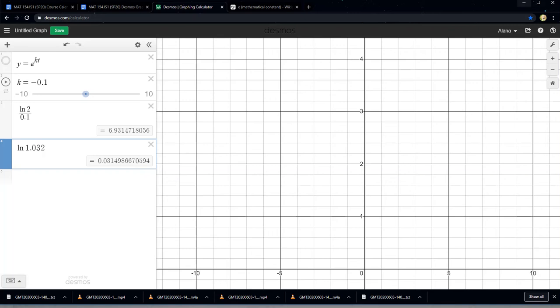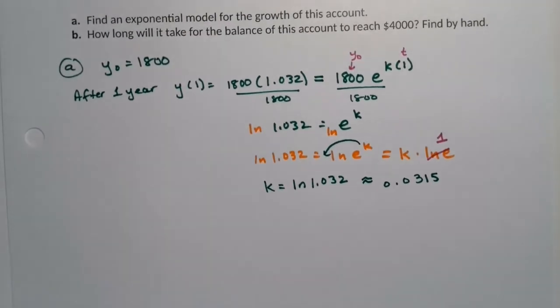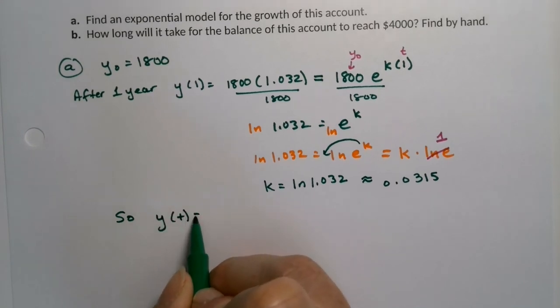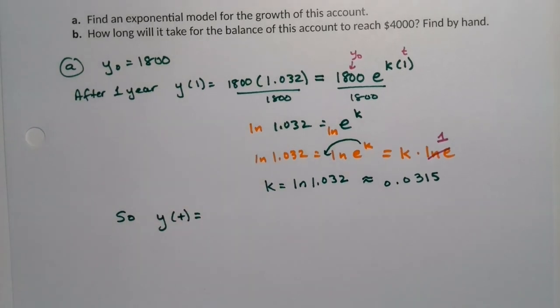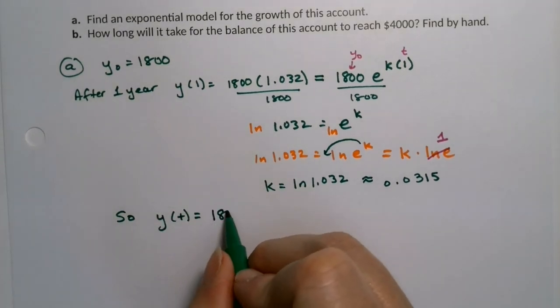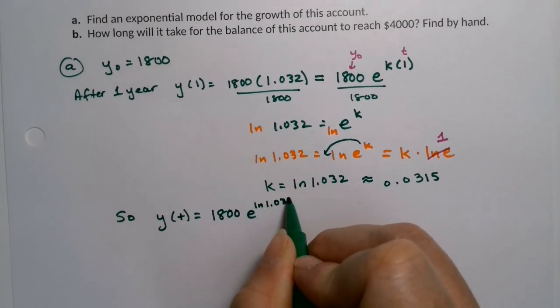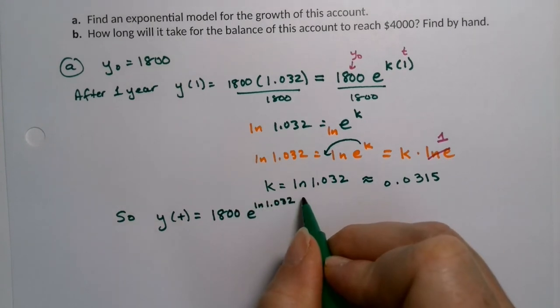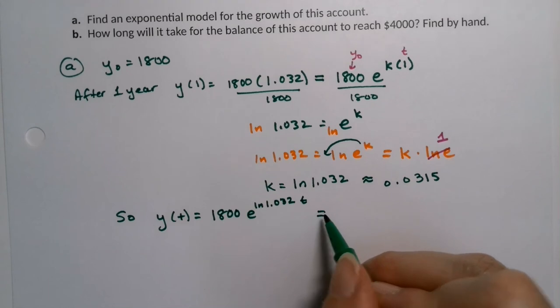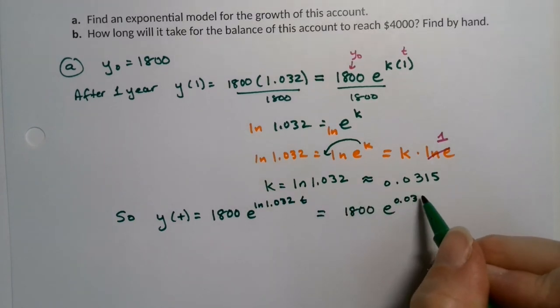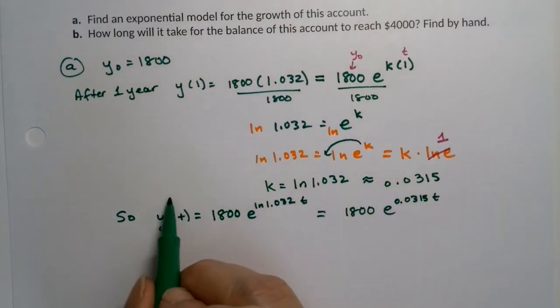All right, so then that means that the answer to part A is that y of t, there are two ways you can write this. You can say it's 1,800 e to the natural log of 1.032 t, or it's 1,800 e to the 0.0315 t. Either one.